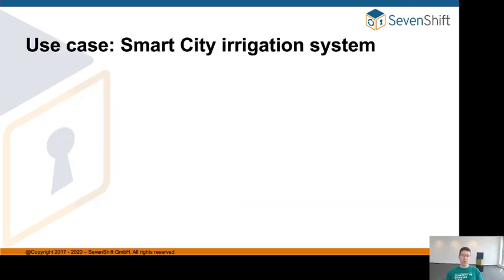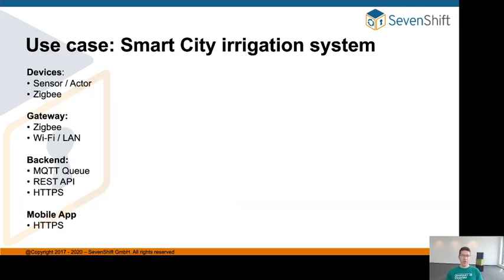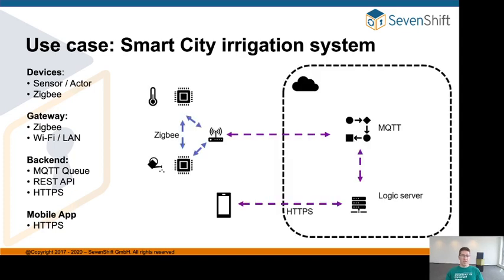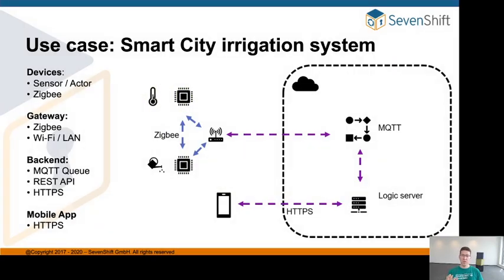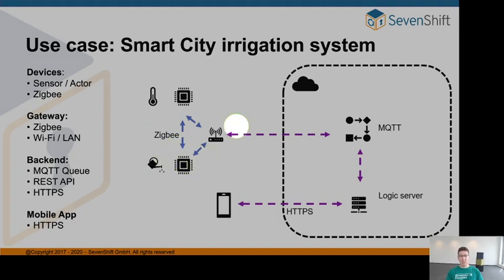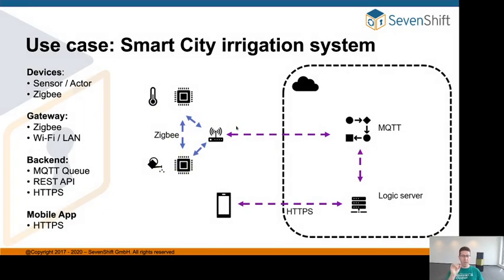Okay, let's talk about smart city and irrigation system. So this setup is a little more fun. We have devices that are sensors and actors. In this case, we have a sensor that's checking the moisture of the soil to see if the plants need water, yes or no? When it detects that, you have another actor which actually opens up the hose and waters the plant.